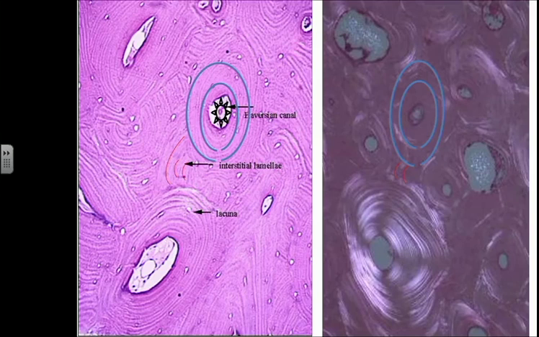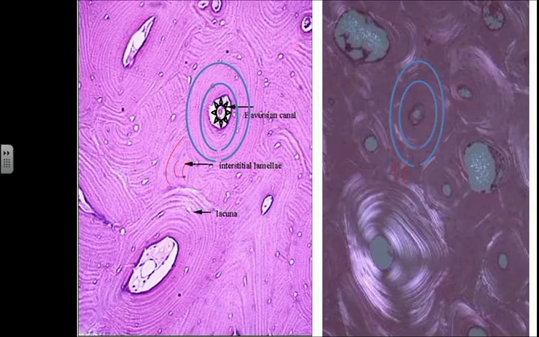And that's what we see highlighted in two blue lines around the Haversian canal over here. So we can see the Haversian canal, and we can see the arrangement of lamellae around it. And this arrangement of the collagen lamellae around it, because it's in a circle, we call it concentric lamellae.